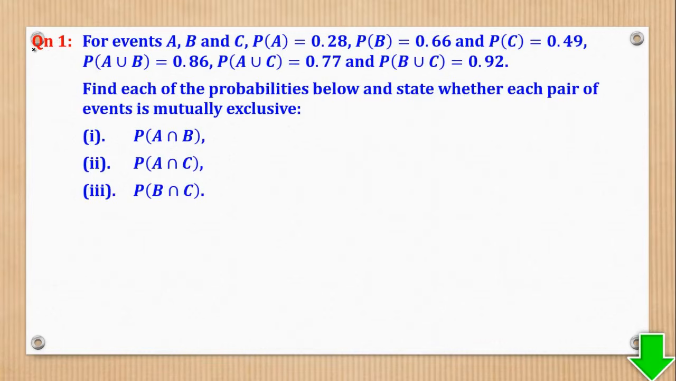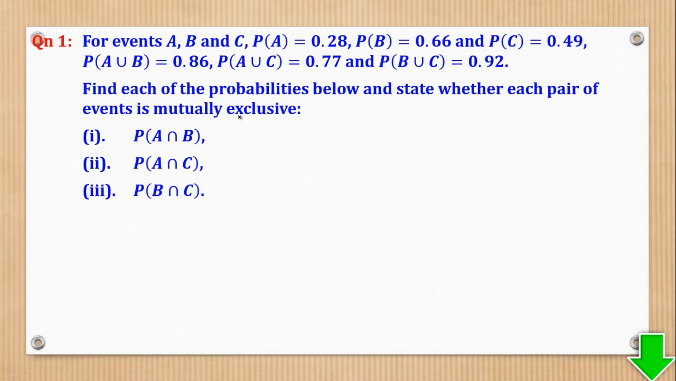So question 1 says, for events A, B and C, probability of A is 0.28, probability of B is 0.66, probability of C is 0.49, and probability of A union B is 0.86, probability of A union C is 0.77, and probability of B union C is 0.92. Find each of the probabilities below and state whether each pair of events is mutually exclusive.